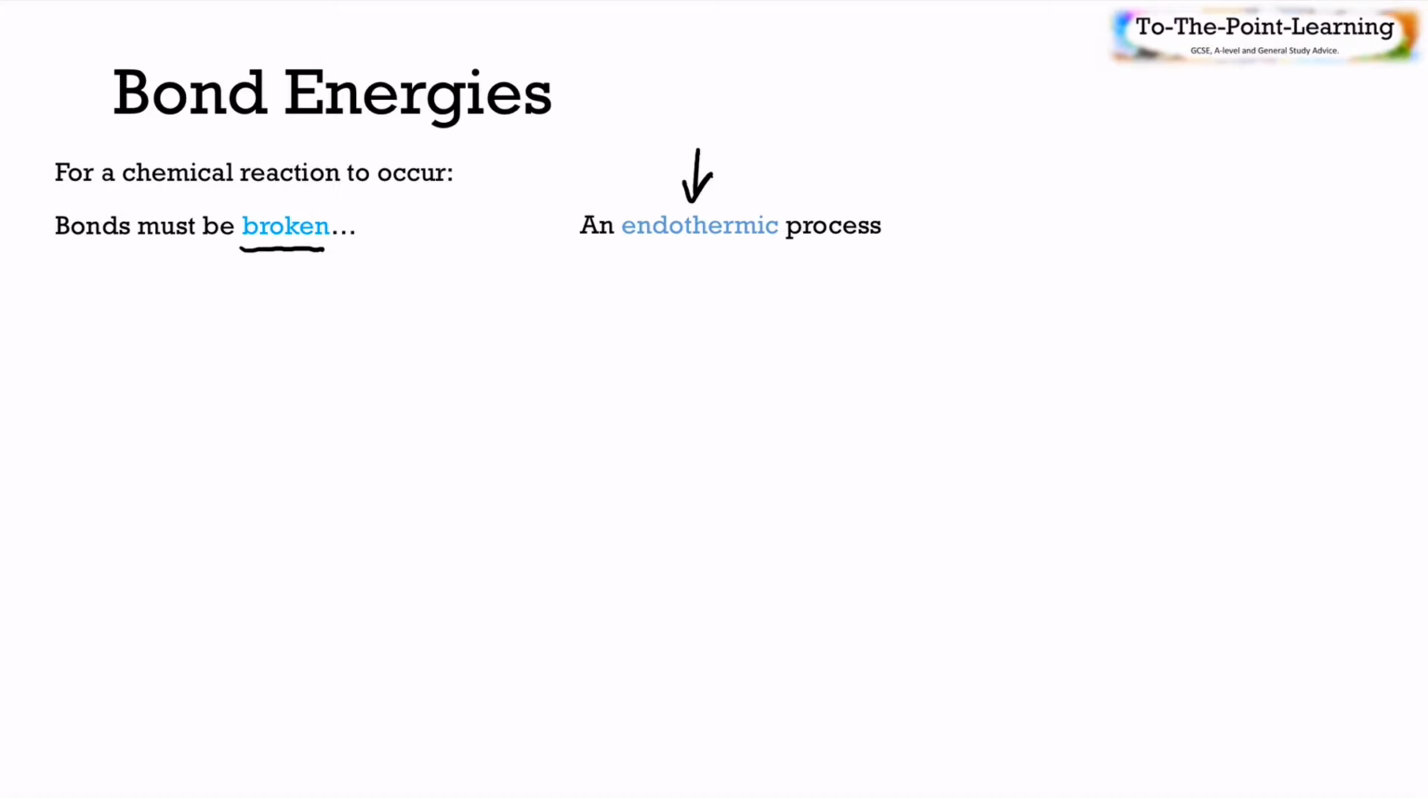But then once the bonds between the reactants have been broken, the product molecules must then be formed. And this involves bonds being formed. And bonds being formed is an exothermic process. It gives out heat. Now note that both of these processes occur regardless of whether it's an exothermic reaction overall or an endothermic reaction overall. Every chemical reaction involves these two processes, okay? And whether a reaction is determined as exo or endothermic, well, we're going to get onto that now.